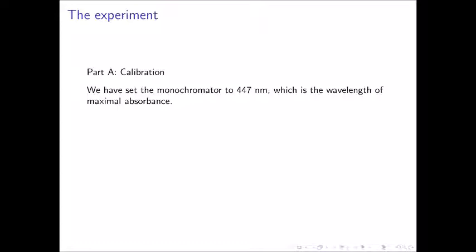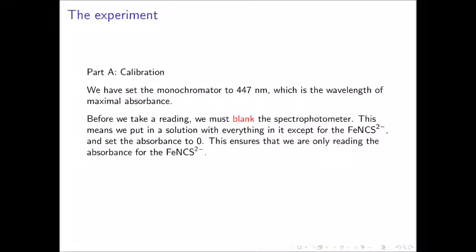Prior to the experiment, we set the monochromator to 447 nanometers, which is the wavelength of maximum absorbance. Before we take a reading, we must blank the spectrophotometer. This means that we put a solution inside of the spectrophotometer that has everything in it except for the ferric thiocyanate complex, and then we set the absorbance to 0. This ensures that we are only reading the absorbance for the ferric thiocyanate complex.